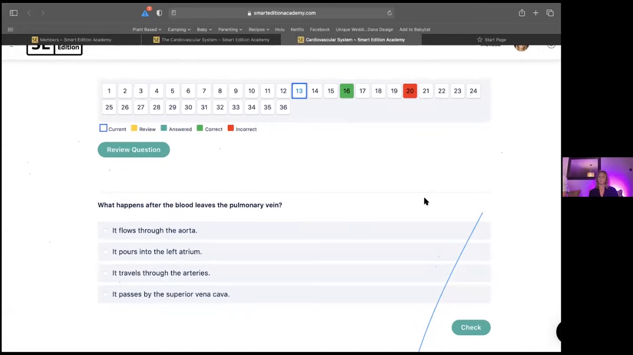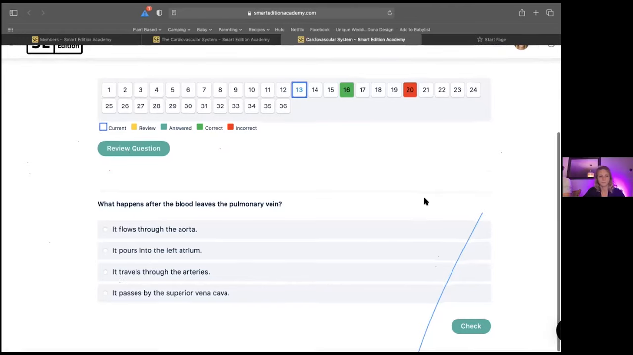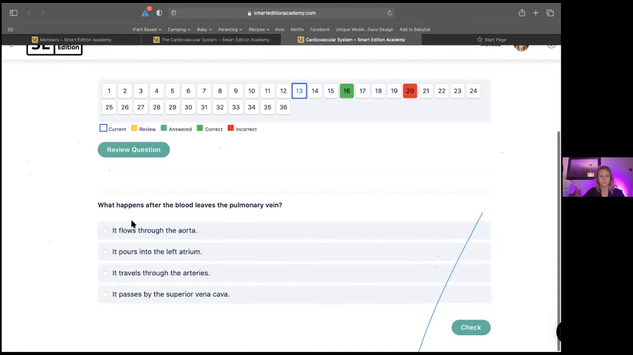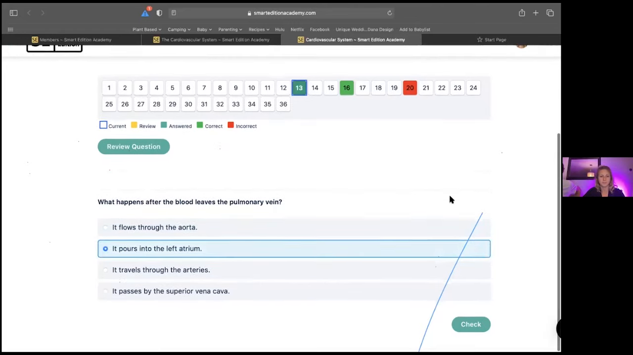Now, what do we think here? Hold on. A lot of B's. It pours into the left atrium. If everybody says B, then it must be true. How could all these people be wrong? Has anybody got an A, C, or D? I think we got all the smart people here who got it right, but let's see what it says.